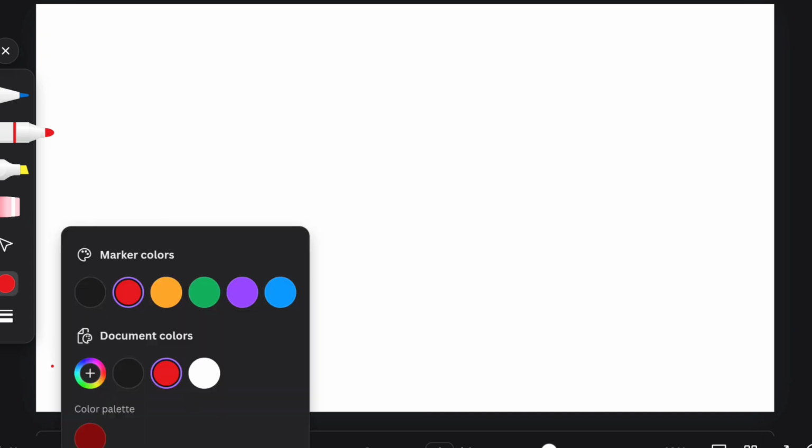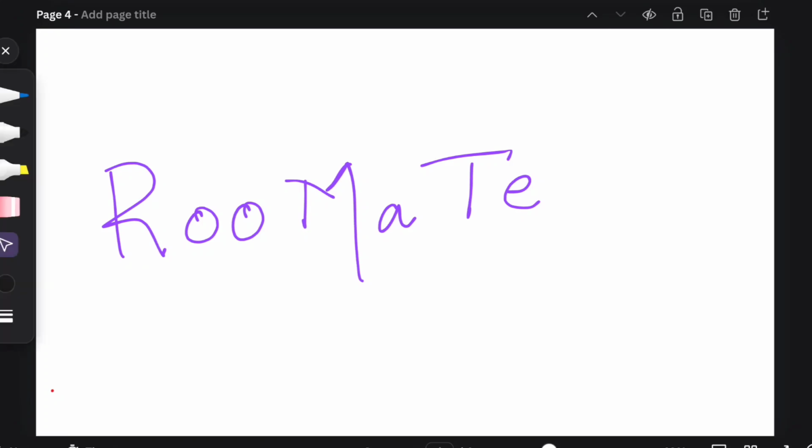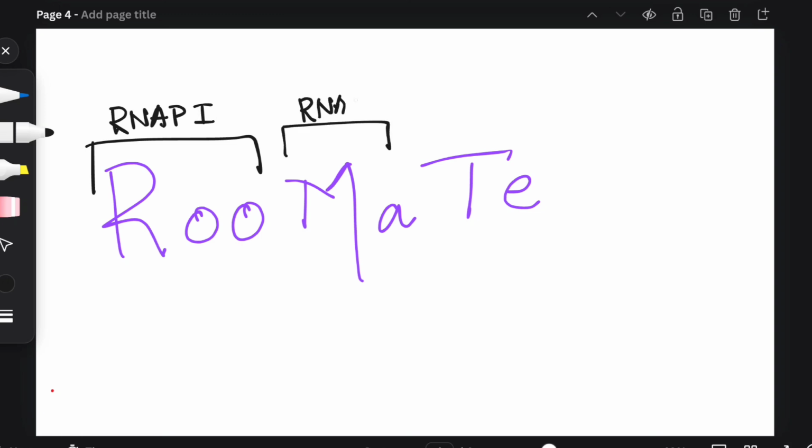Now we will proceed with all the RNA polymerases individually. There is a mnemonic called roommate. This mnemonic helps us to remember the different types of RNA polymerases. What do they produce? If we take a look, the first part, ROO, codes for RNA polymerase 1. The second, MA, is coding for RNA polymerase 2, and then this TE is coding for RNA polymerase 3.